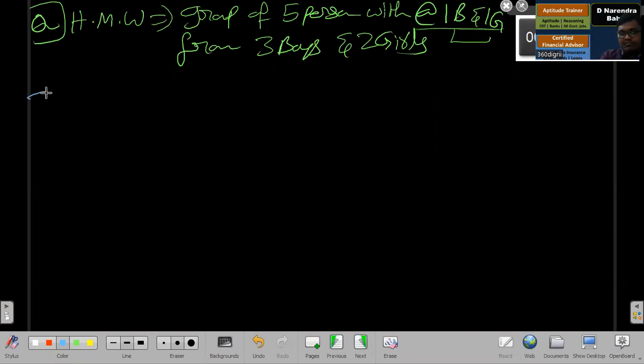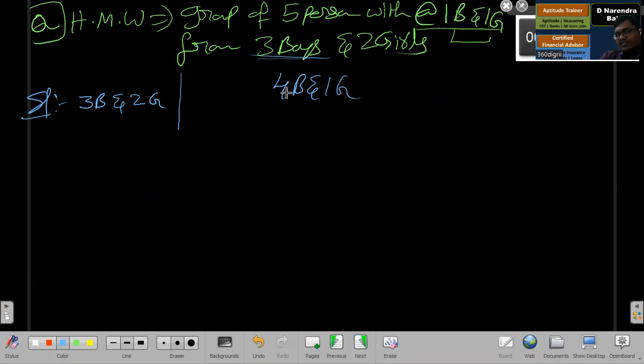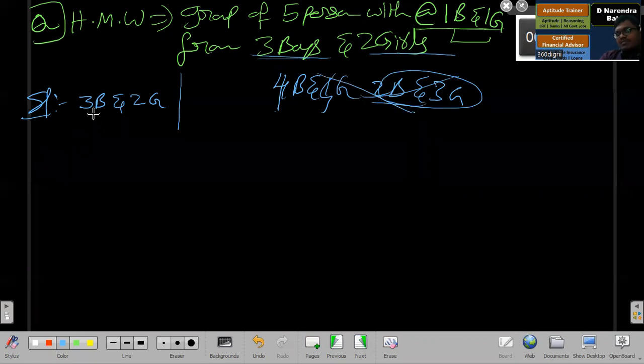Sorry. See here, guys. Minimum one boy and one girl. Here, maximum 3 boys and 2 girls we can select. Is there any other possibility? 4 boys, no, 2 boys, no. Is there any chance to select otherwise? We have to take the 3 boys as they are, and the 2 girls as they are. 4 boys and 1 girl, there is no chance because we have only 3 boys. 4 girls and 1 boy, there is no chance. 2 boys and 3 girls, there is no chance because we have only 2 girls. So there is no other possibility. Definitely we have to take these 3 boys and 2 girls.